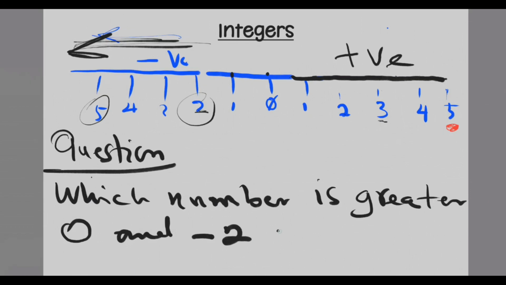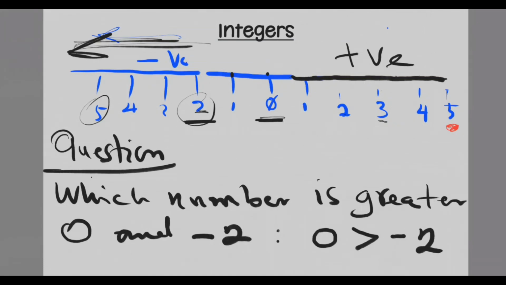So the number here is greater. You say 0 is greater than -2, and that is correct. 0 is greater than -2 because 0 is right here and -2 is right here. And as you move to the left, your number becomes smaller. So 0 is greater than -2. I hope we've understood this number line very well. It is not difficult. It's very simple, and very easy to understand if you follow the way I explained it.